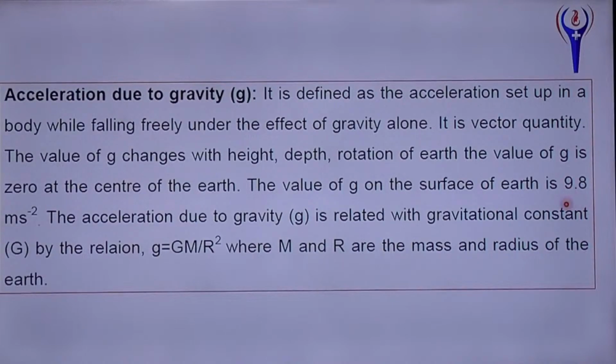Even on earth itself, at the polar region it may be one value, at the equatorial region another value, approximately 9.79 something or 9.8. This is the acceleration due to gravity of the earth. For Jupiter, it is higher than this. For moon, lesser than this.